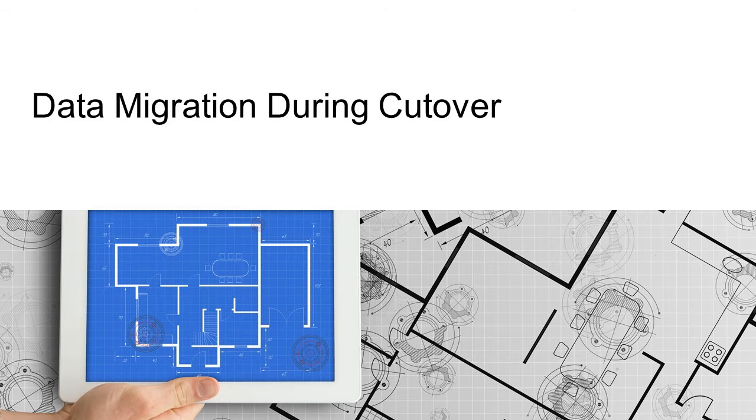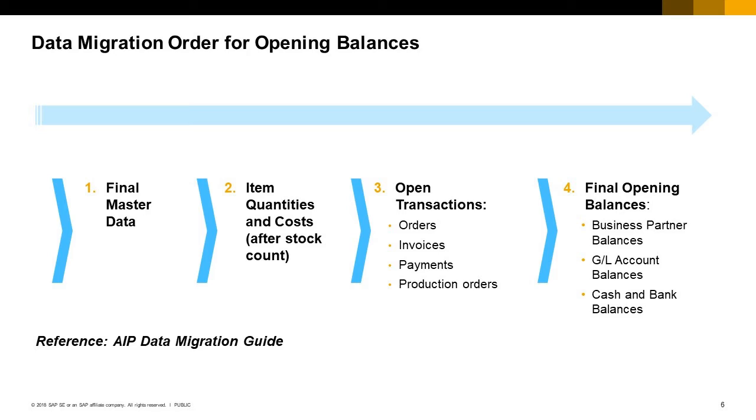During cutover, it is recommended to migrate final transactions and opening balances in a certain order, to avoid duplicate postings. In general, you should follow this order for transferring the final data from the legacy system. Final master data, that was added by the customer after the initial master data migration. Item quantities and costs, to match the legacy system values at the point of cutover. Open transactions from the legacy system, such as purchase and sales orders and invoices, partial payments, and production orders. Final account balances for business partners and GL accounts including cash and bank accounts.